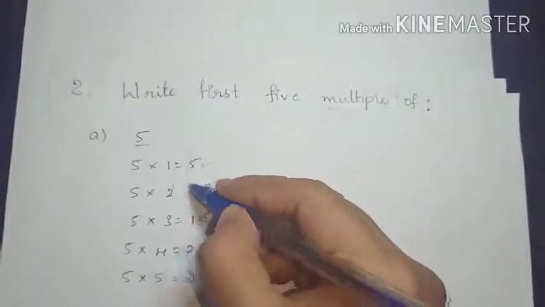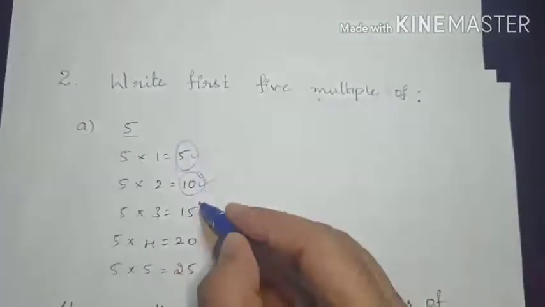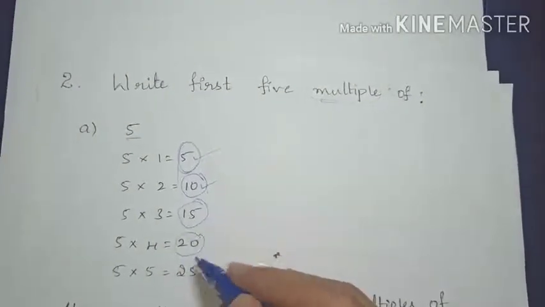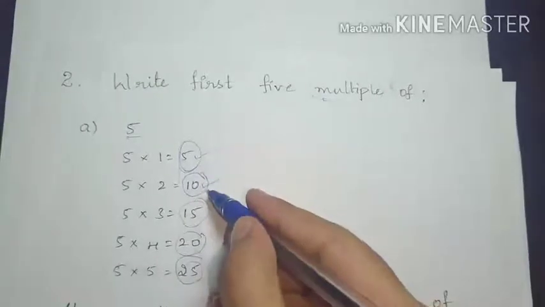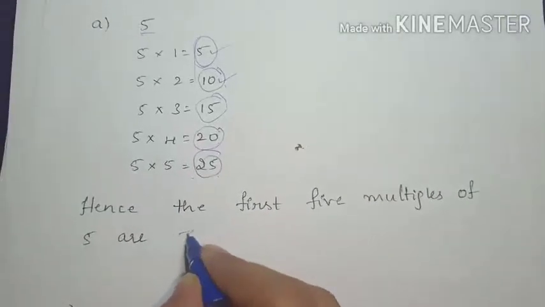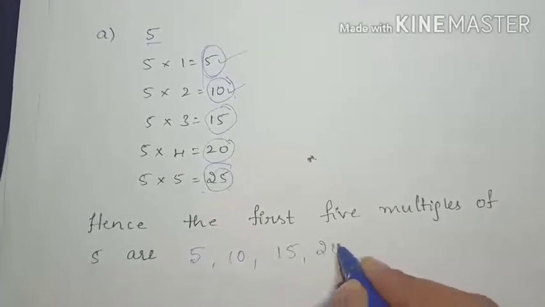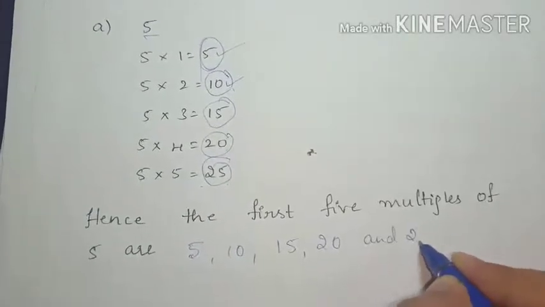Remember that the answer you get, the product you get, is nothing but your multiple. So here the multiples are 5, 10, 15, 20 and 25. Write down: hence the first 5 multiples are 5, 10, 15, 20 and 25.